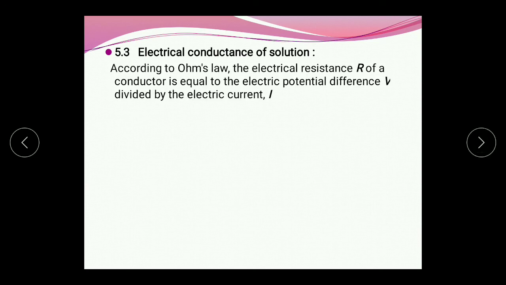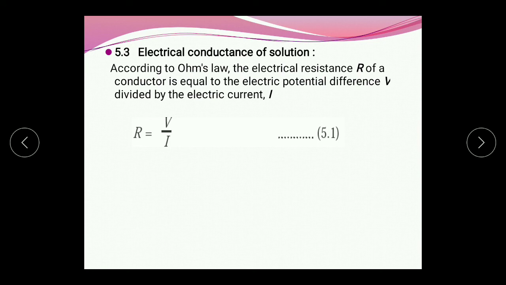According to Ohm's law, the electrical resistance R of a conductor is equal to the electrical potential difference V divided by the electric current I. So according to Ohm's law, R is equal to V upon I. Directly we can say V is potential difference and I is current.